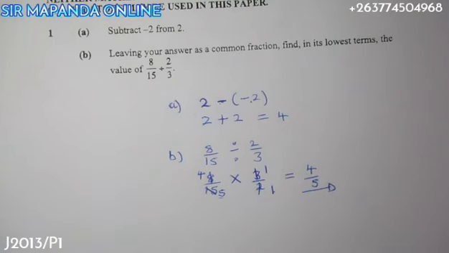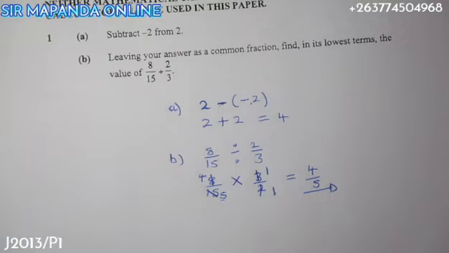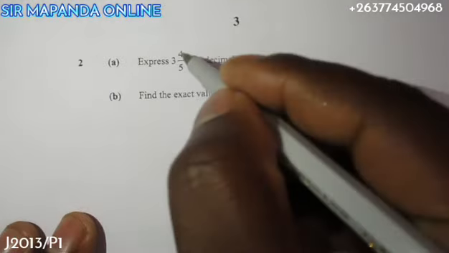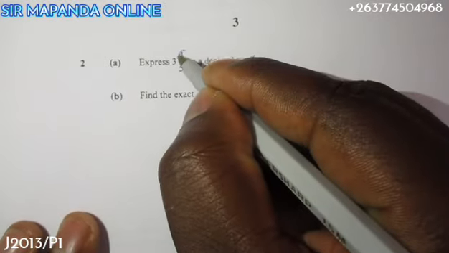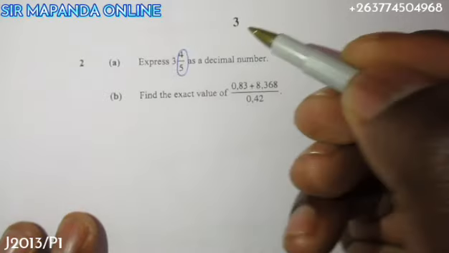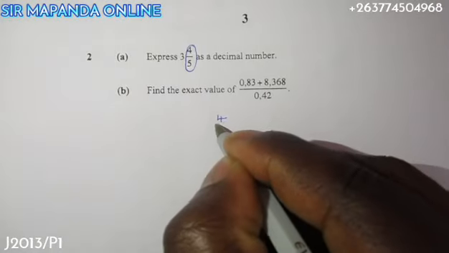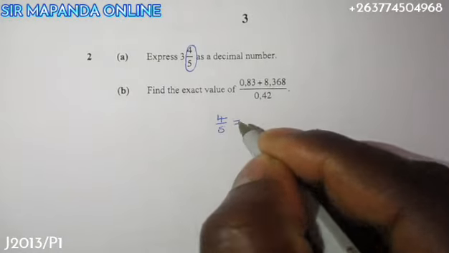So let us move on to question number 2. It reads, express 3 and 4 over 5 as a decimal number. A decimal number is a number with commas, right? So what you need to do is you need to deal with the fraction in front of 3. The fraction in front of that whole number 3. 4 over 5 is going to be expressed as a decimal.